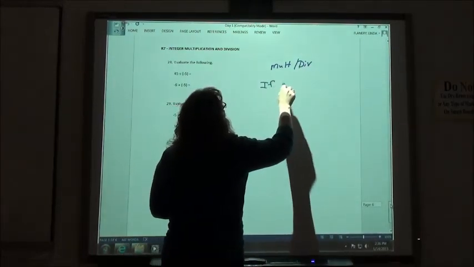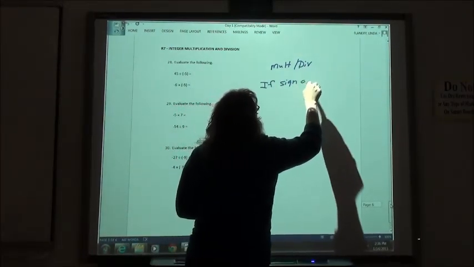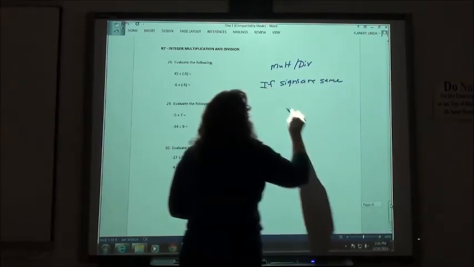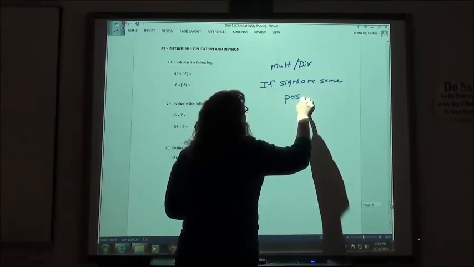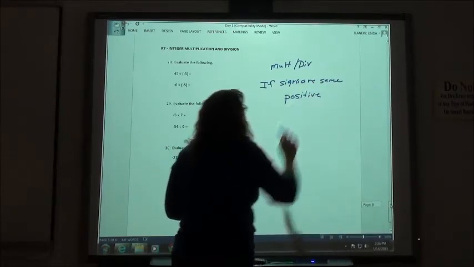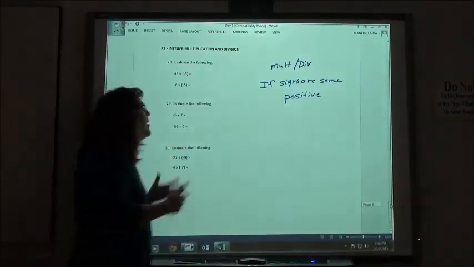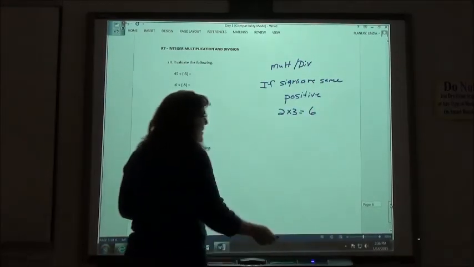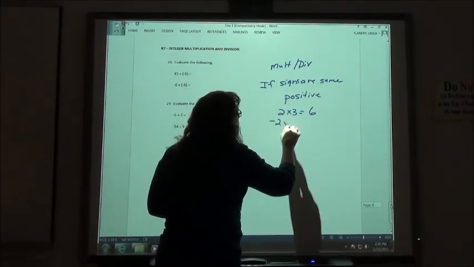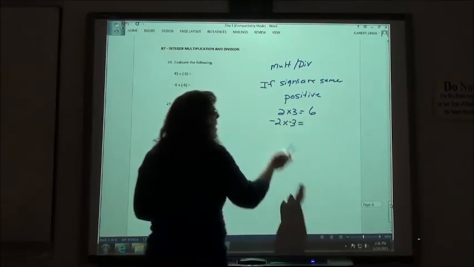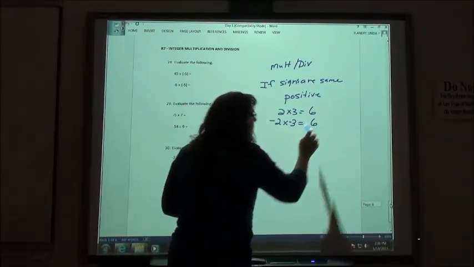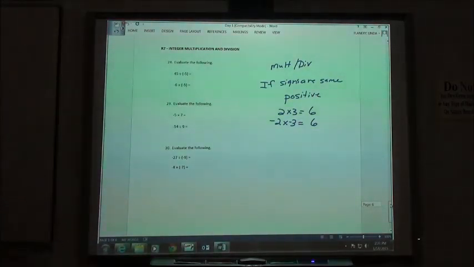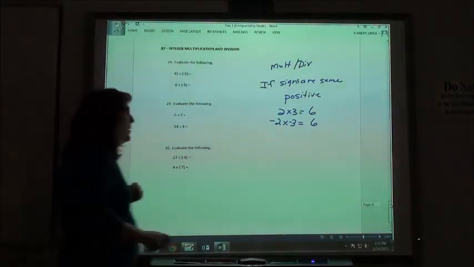if the signs are the same, we get a positive answer. Now that's if we're only working with two values, and that's what they're assuming. So if I take 2 times 3, I get 6. If I take a negative 2 times a negative 3, then I'm still going to end up with a positive 6, because a negative times a negative is a positive. My two signs are the same.